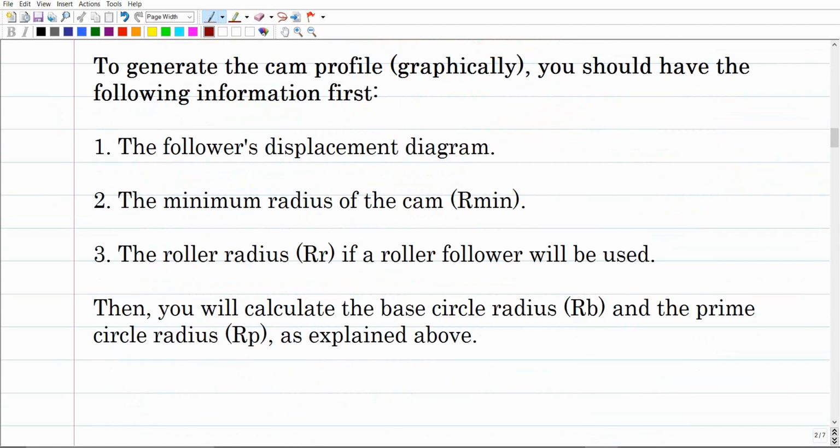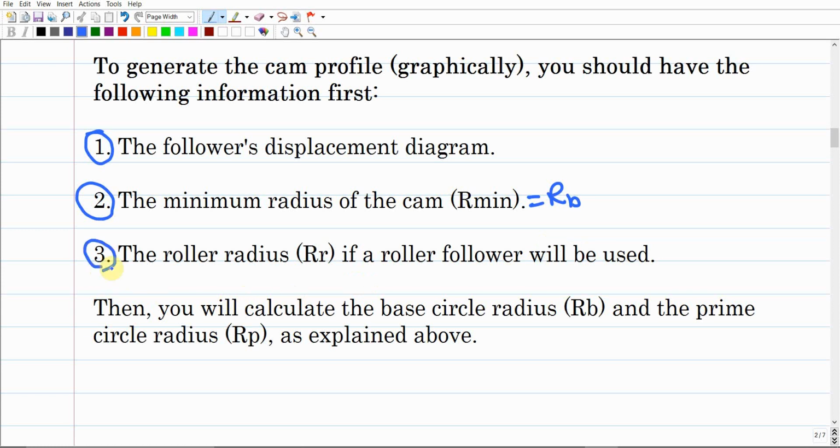So the objective again is to come up with the cam profile, and to generate a cam profile, you should have some information provided to us, or at least you have to come up with these things before you start the generation. First of all, we should have the follower displacement diagram. It should be either given, or if it is not given, you have to generate this displacement diagram first. Then you should also have the minimum radius of the cam, R minimum, because this R minimum is going to be the R base, the base circle radius.